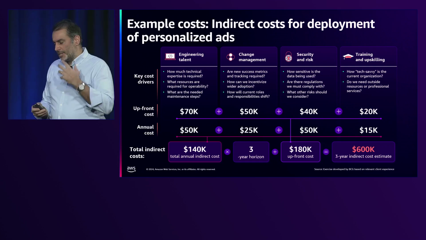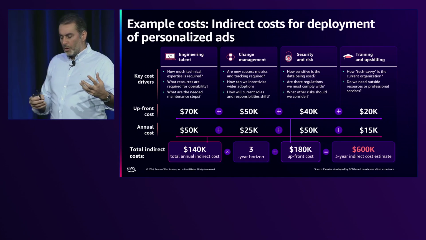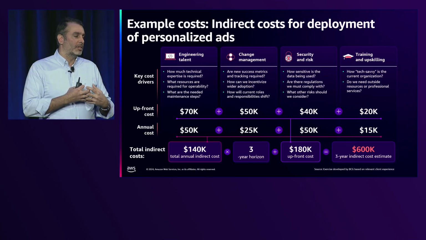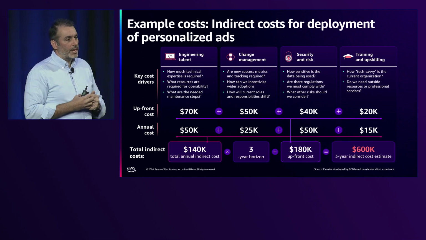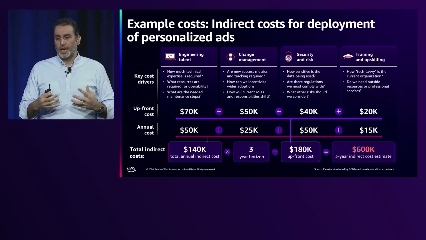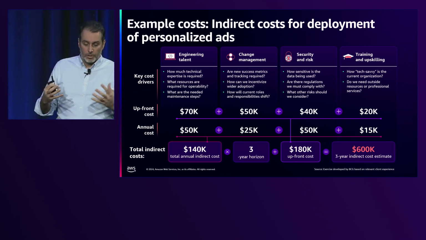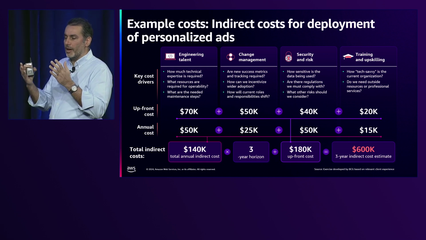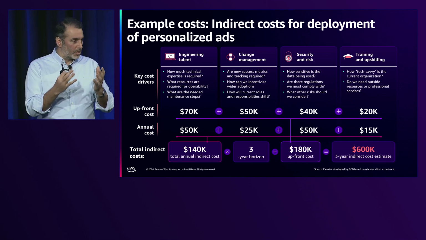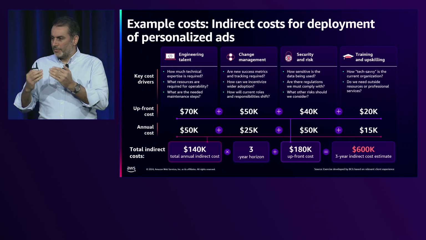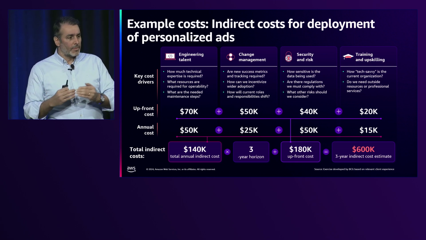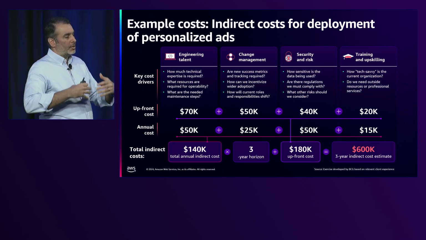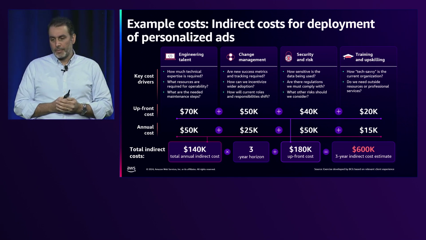Now, the second aspect is the indirect cost. And this is where we mean the non-infra part associated with this solution. It's going to come from engineering effort that is needed in order to build the solution. Again, that's relatively higher upfront because you need to build the solution, but it's going to be relatively less costly as you just maintain it and you improve it over time.